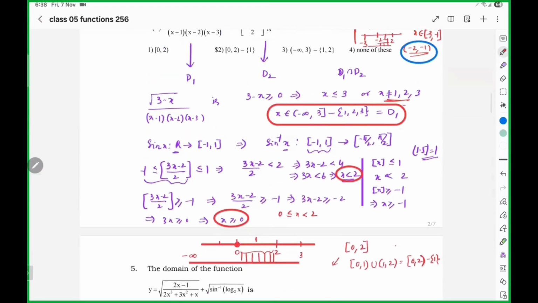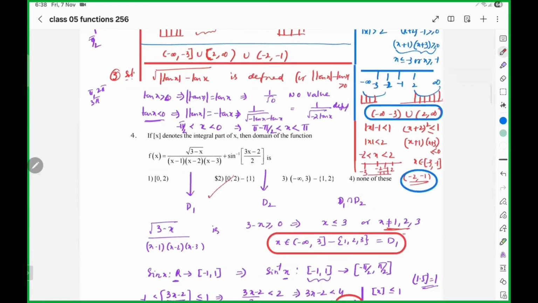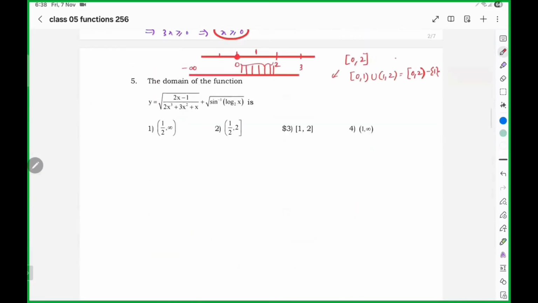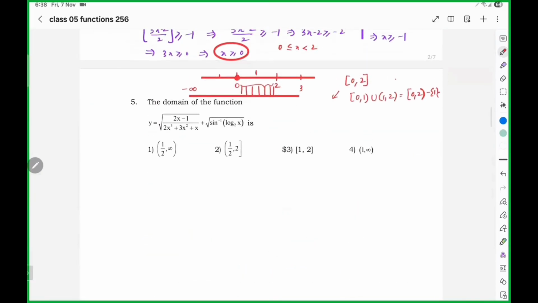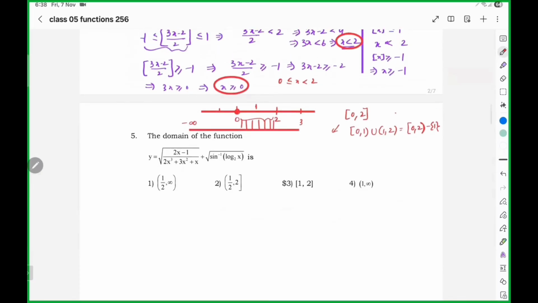So here we have the second option is correct. So coming to this question, 2x minus 1 by root, the function is defined when 2x square plus 3x plus 1 must be greater than or equal to 0.